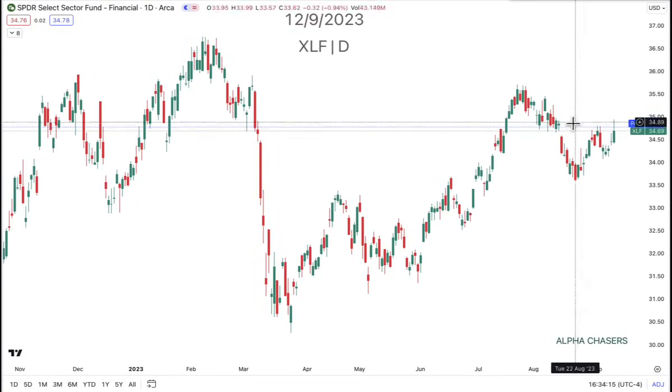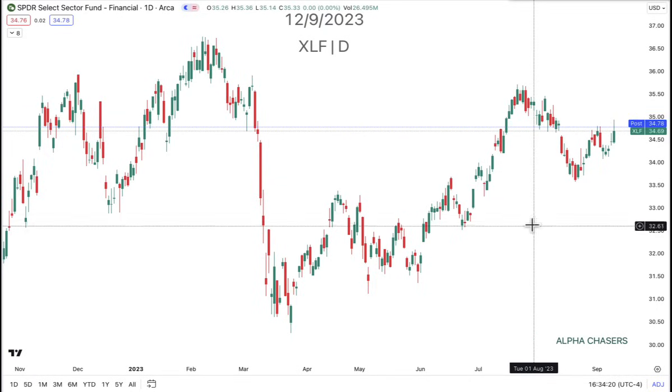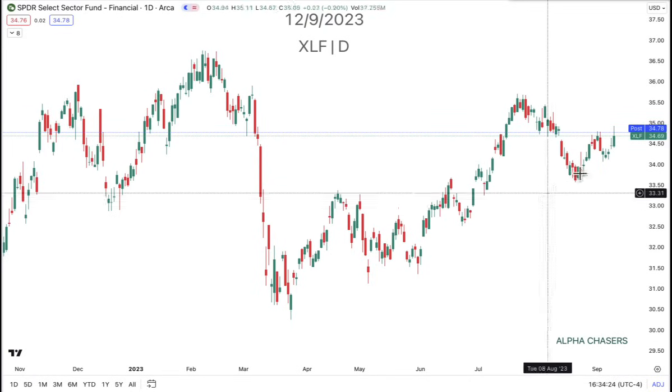It's trying to break out, and we did get above that control bar finally, but you got right to the gap fill and you stopped. We're going to need more than that. Maybe we'll get it tomorrow, but let's get into CPI.